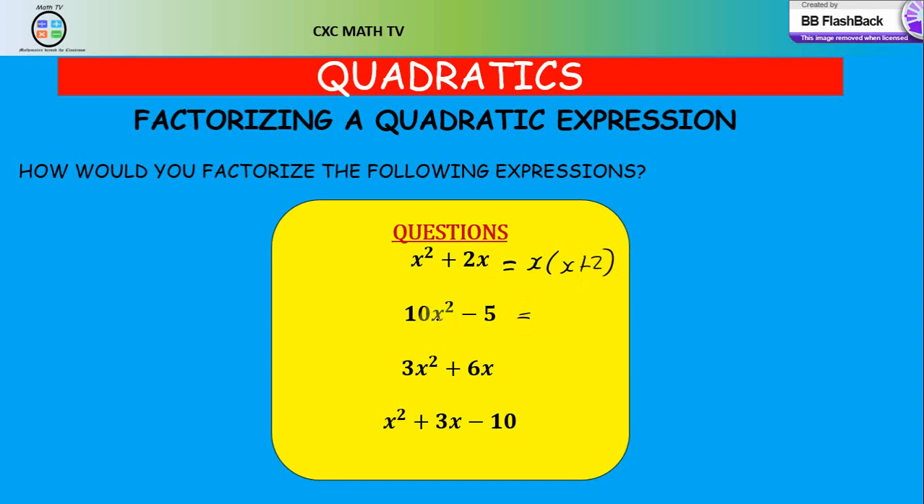Second one, we can take out the highest common factor of 5, then we have 2x squared minus 1. The third one, we can take out 3x, and then we have x plus 2. But here's where we get into some issues, right? We can't just look at it and say, well, all three have x in common.